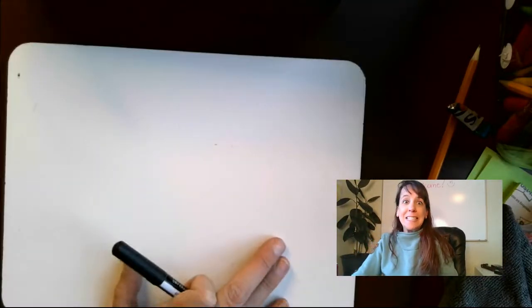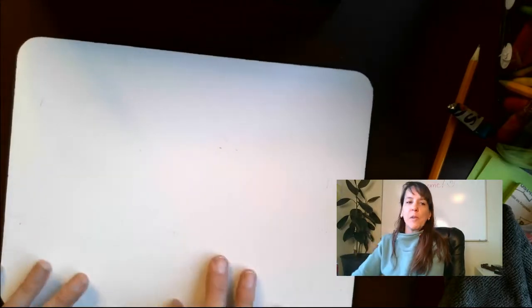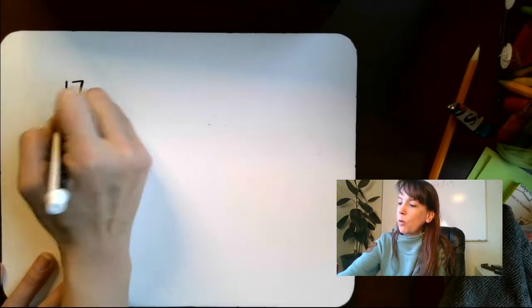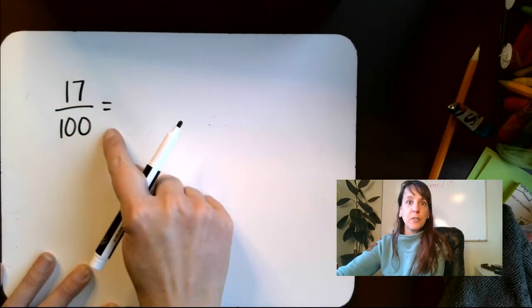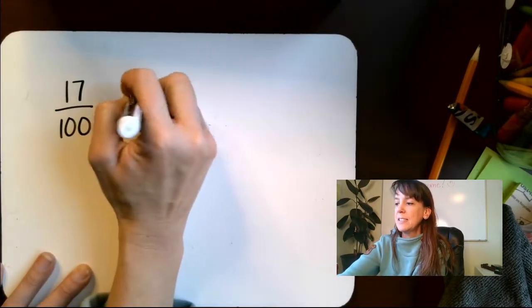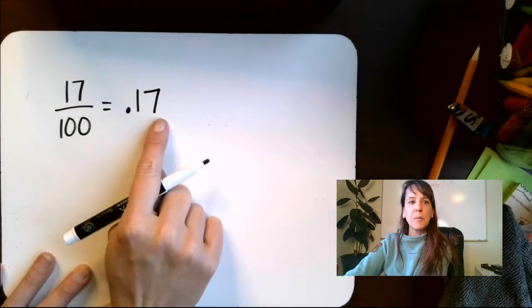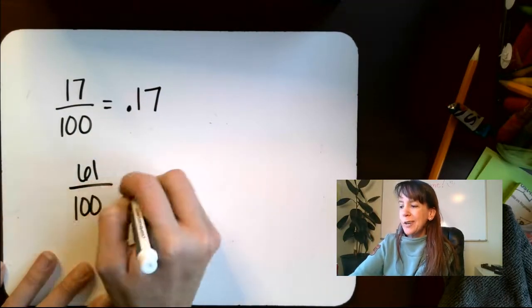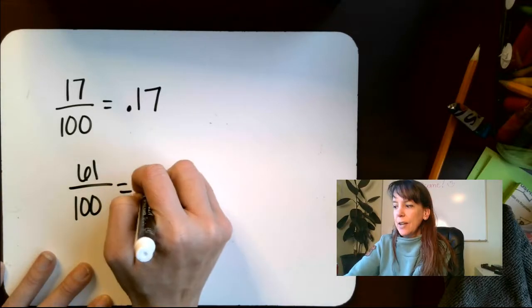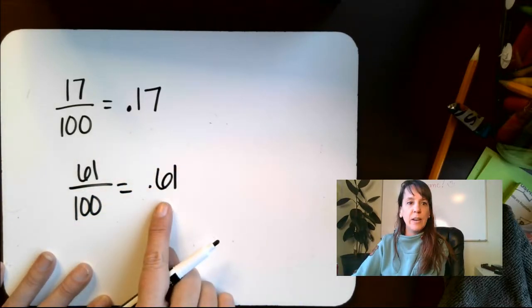Guys, if you are in my class, you need to be writing these things down in your notes. First things first, this is what I want you to write down. 17 over 100. This is 17 hundredths. The way we would read that as a decimal is 17 hundredths. We put it over like this. If I have 61 over 100, folks, same idea, 0.61 or 61 hundredths.